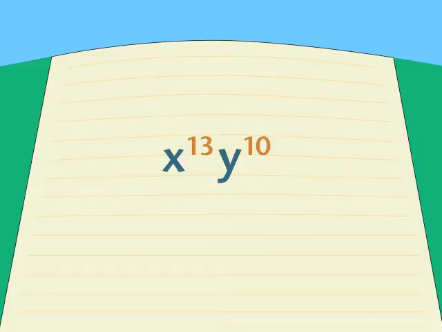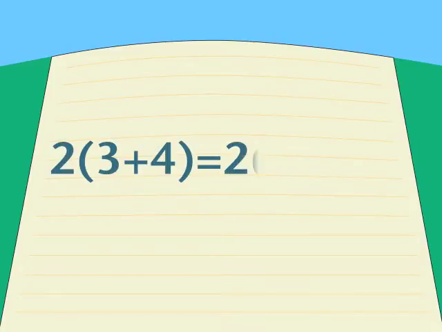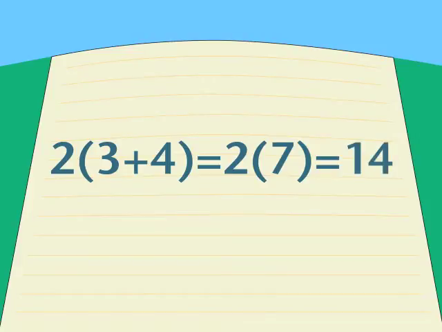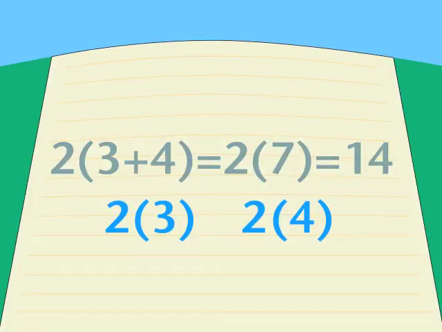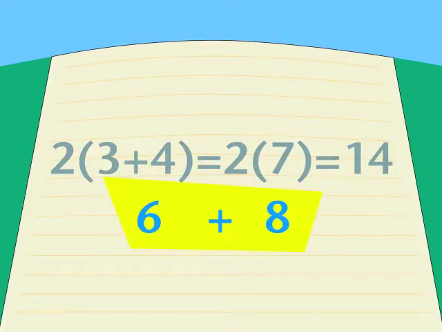Now let's consider another idea, one that goes all the way back to arithmetic. The normal way to do this problem is to start with the addition inside the parentheses and then multiply to get 14. But there's another way, another right way. We can leave the 3 and the 4 in the parentheses separate, multiply each of them by 2 separately, and only then add them together to get our correct answer, 14.